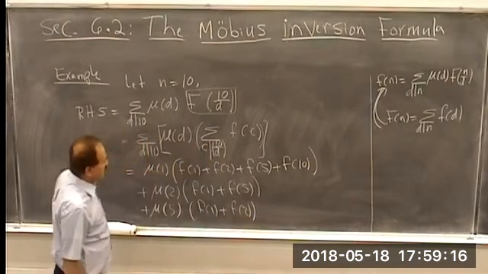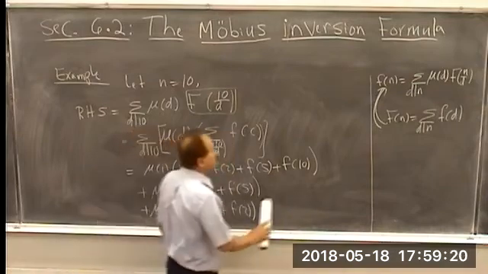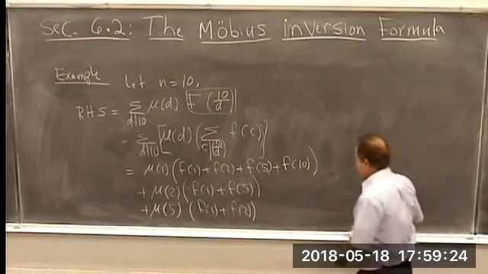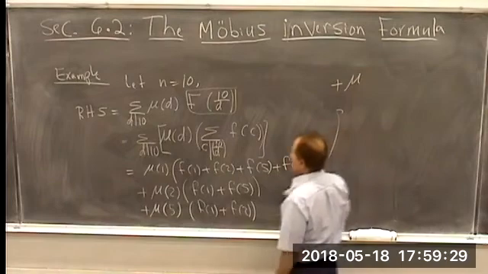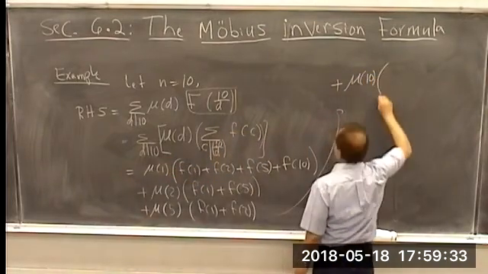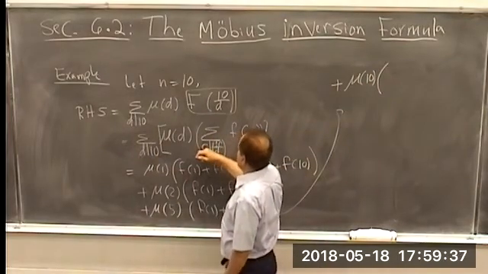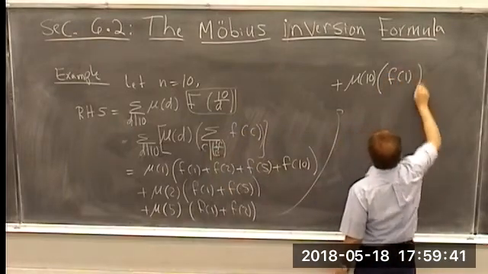And the last value, let me go to the other side. So we have one more value. That is when d is equal to 10. So this is 10, and now we have 10 over 10. So it's going to have one value, which is c divides 1. So that's going to be f of 1. All right.